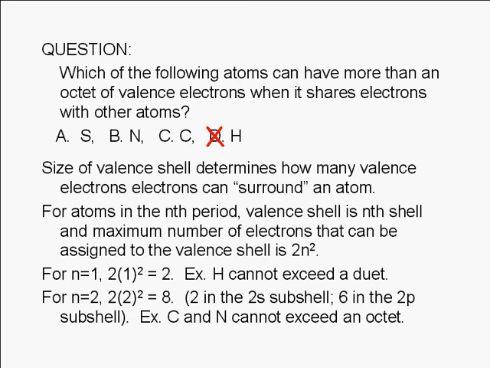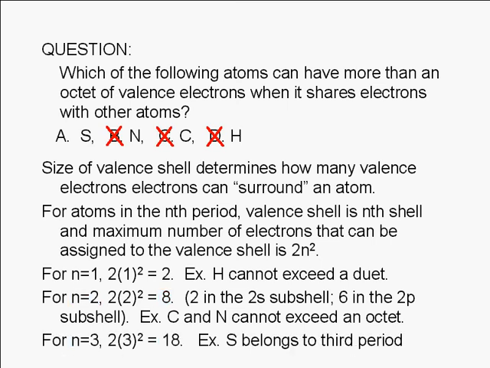For the second row elements, n equals 2, and 2n squared is equal to 8. Of these 8, we can imagine 2 electrons being assigned to the 2s subshell and 6 to the 2p subshell. Therefore, second row elements like carbon and nitrogen cannot have more than an octet. Choices B and C are incorrect.